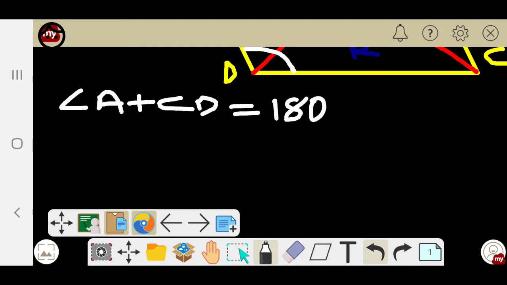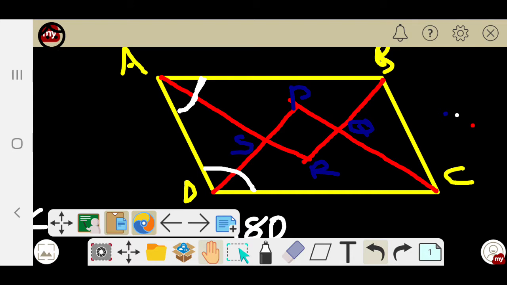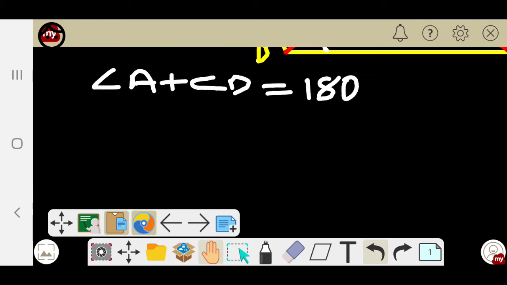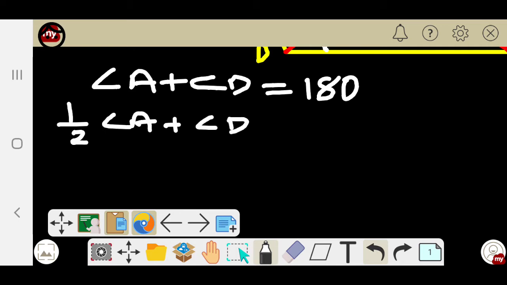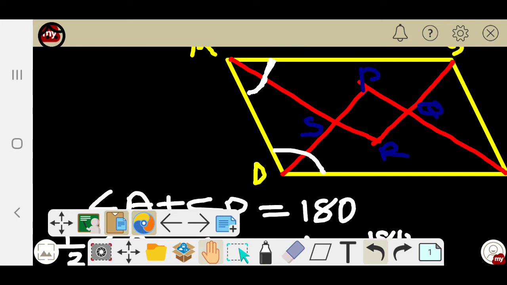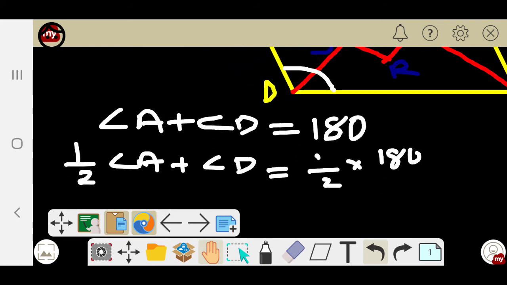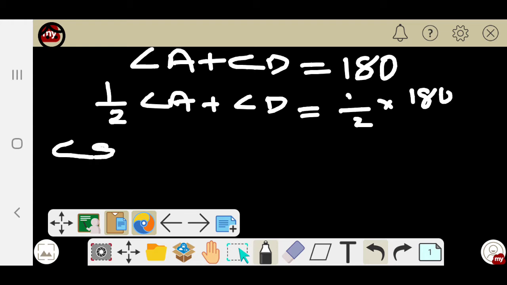Then angle A and angle D are bisected by their bisectors. Here AR is the bisector of angle A and DP is the bisector of angle D. So I am considering half of this: half of angle A plus half of angle D equals half of 180. What is half of angle A? Half of angle A is the same as angle SAD.